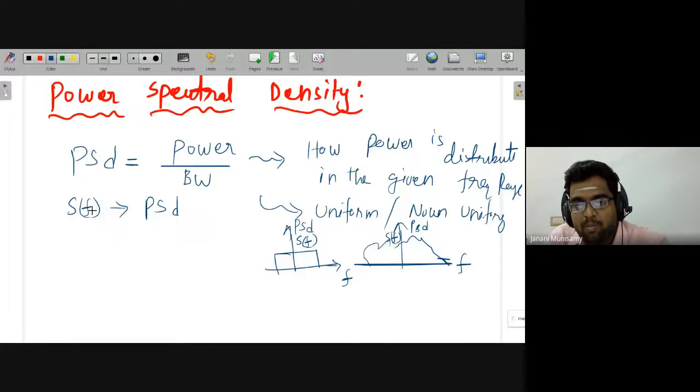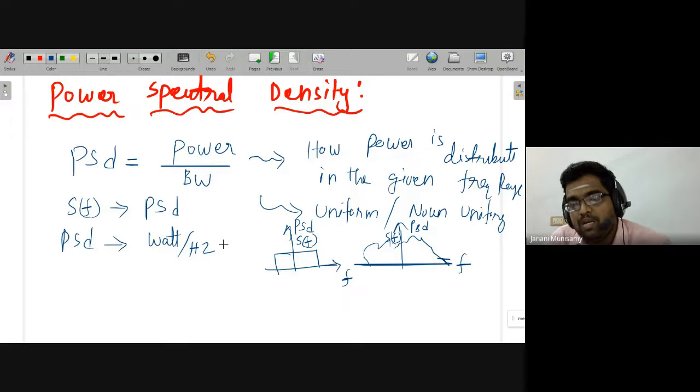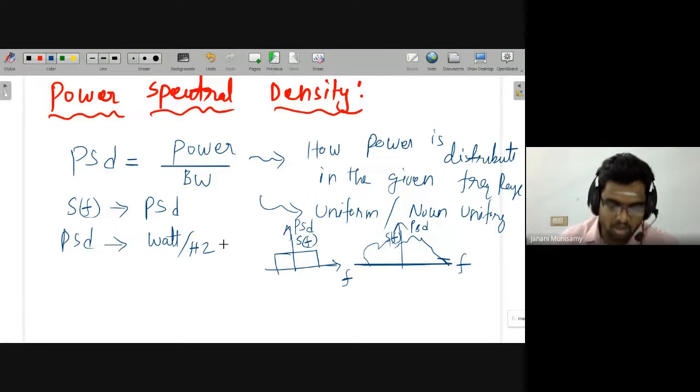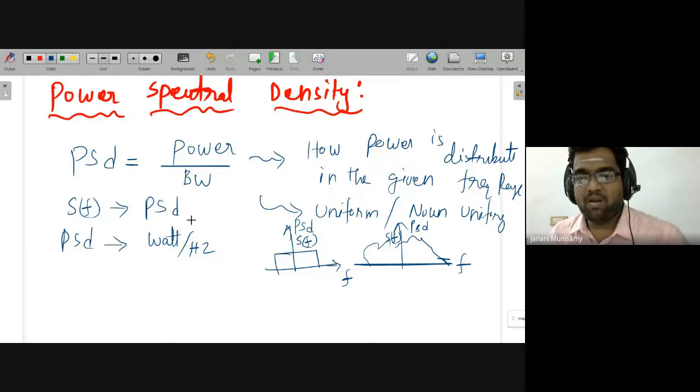Okay, this shows how the power is distributed to each and every frequency. Again, what is the unit of PSD? Power divided by bandwidth, so this is watt per hertz. The unit of power spectral density is watt per hertz. Now how can I relate power with the power spectral density in general? If it is uniform, that is very simple. I can multiply the y value with the bandwidth, the x-axis bandwidth. If it is uniform. But if it is non-uniform, I cannot do that.